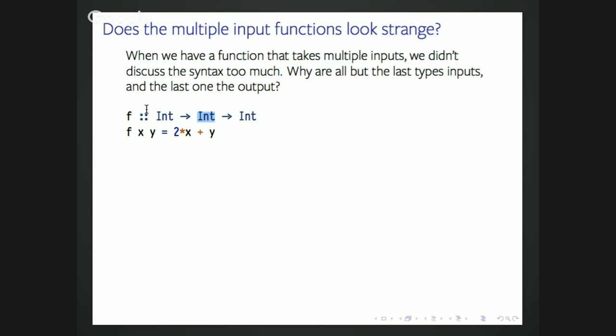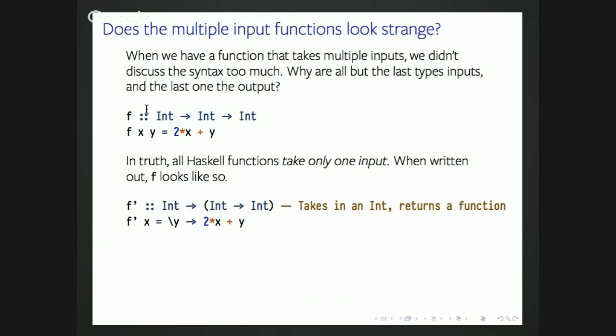And here, there's no syntactic difference between the inputs and output. And there's a good reason for that, because it turns out that Haskell only has functions that take one input. Crazy. So all functions in Haskell only take one input. It's a little bit weird that way. But what happens is that you can look at this as a function that takes in an integer and returns to you a function that goes from integers to integers.